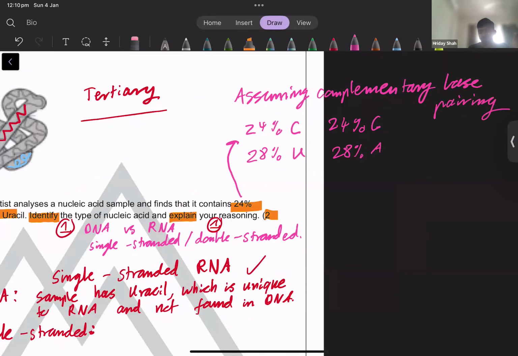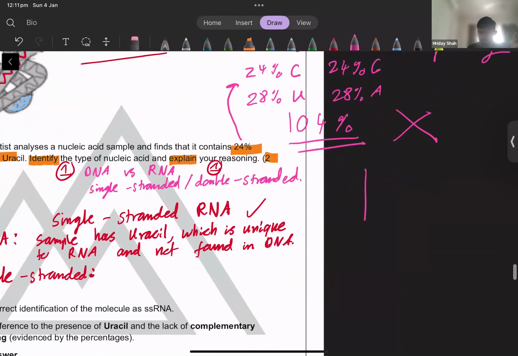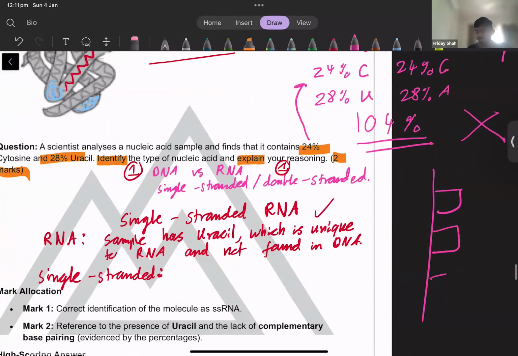If you add those percentages up, you get 80, 12, 12, 24, 104%. You are not able to get 104% DNA, right? Therefore, complementary base pairing is not at play. If there is no complementary base pairing, remember complementary base pairing occurs between two strands. If there is no complementary base pairing, that implies it is single-stranded.